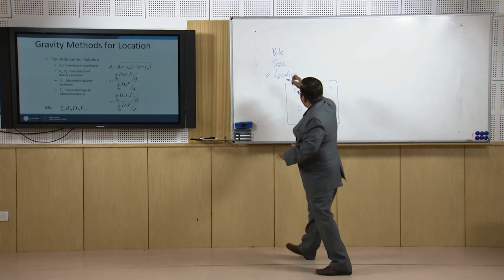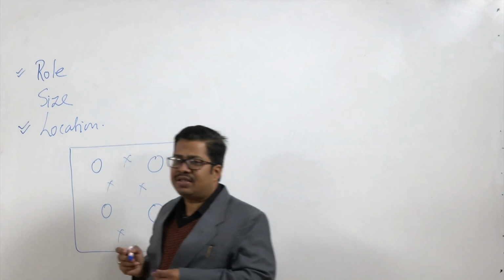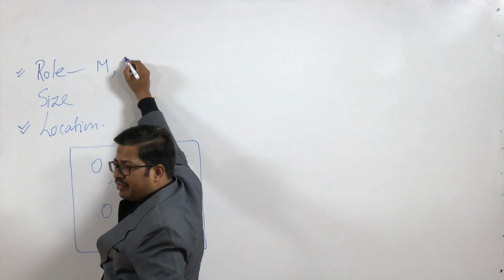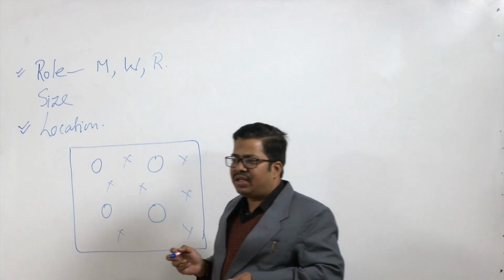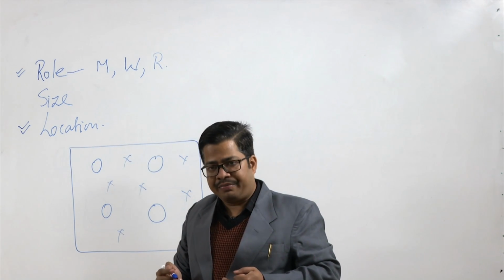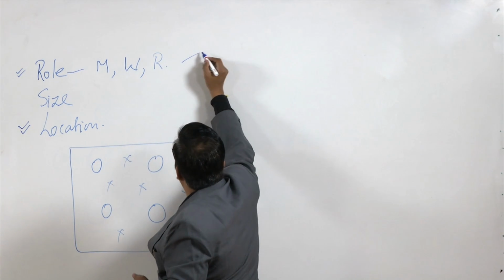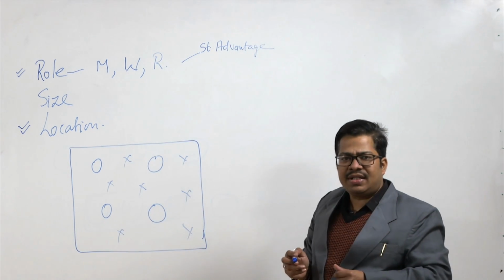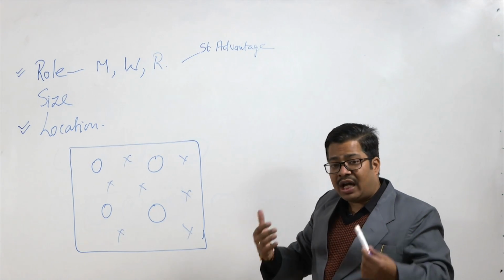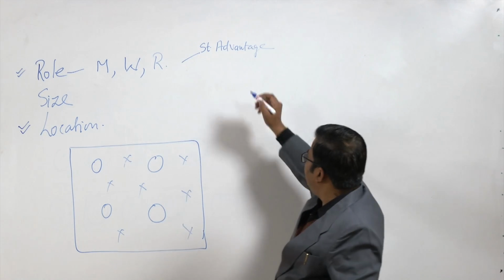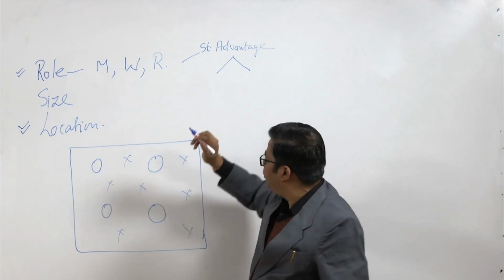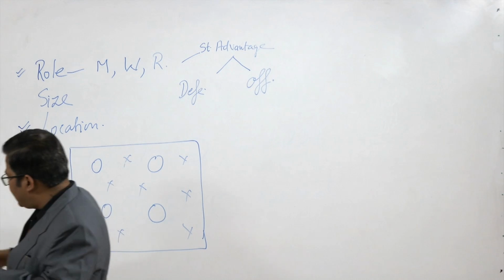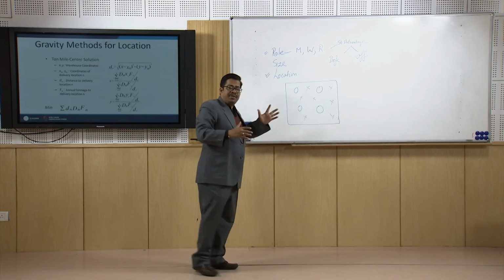Now before that, one more issue we would like to answer, that is the role of the facilities. The roles we discussed can be of three types: manufacturing, warehouses and retail. But there is one more way to look at the roles. That is what type of strategic advantage you want to have, and this can be with respect to the type of role you expect from your facility. The strategic advantage can be defensive or offensive. Now what do we mean by defensive role and offensive role in case of a supply chain distribution network?